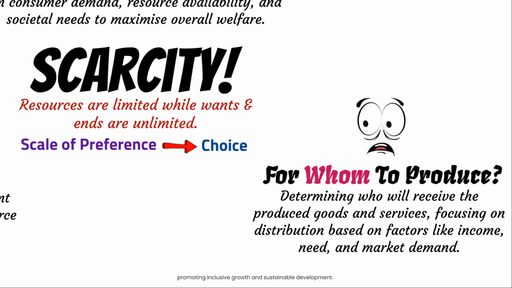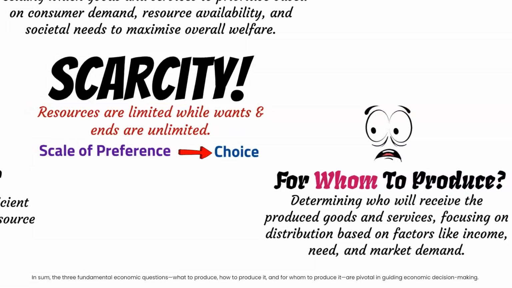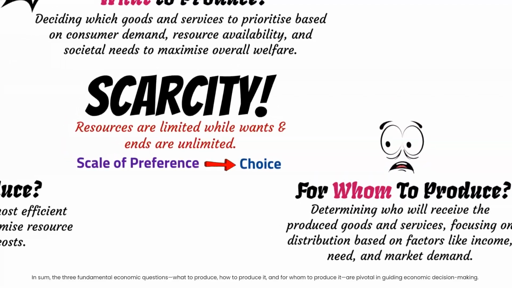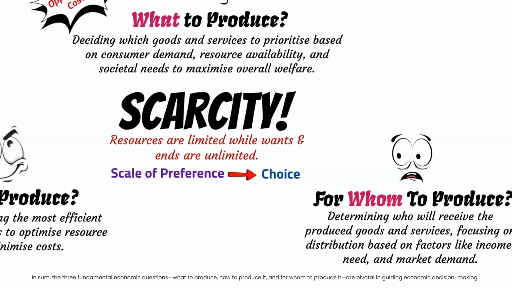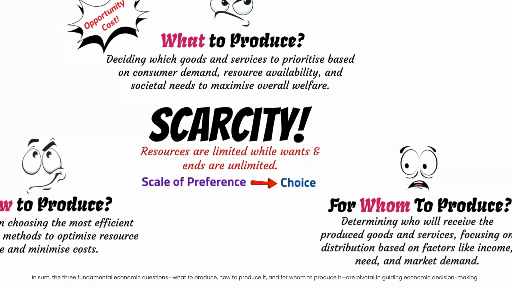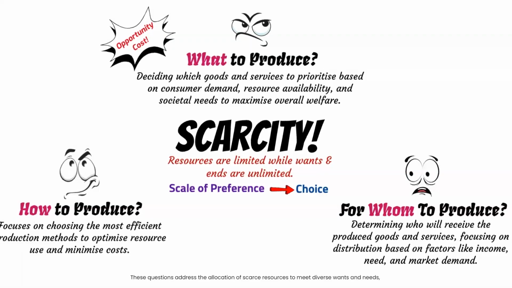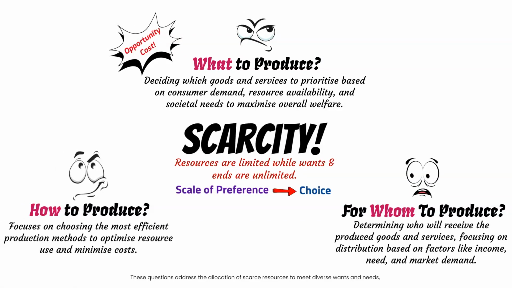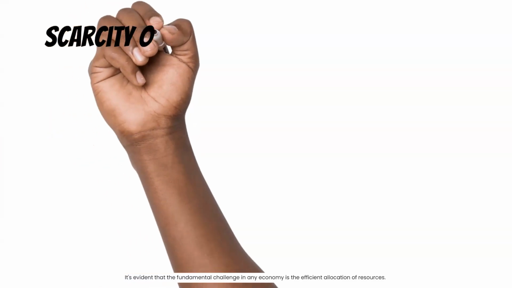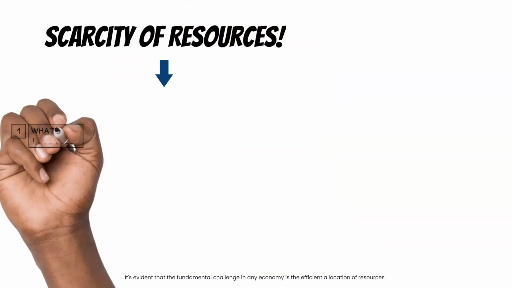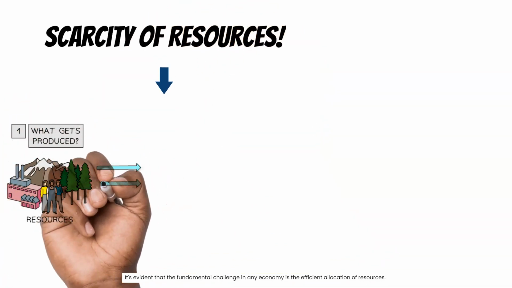In sum, the three fundamental economic questions: what to produce, how to produce it, and for whom to produce it, are pivotal in guiding economic decision-making. These questions address the allocation of scarce resources to meet diverse wants and needs, highlighting the perpetual challenge of resource economization in every economic society. It's evident that the fundamental challenge in any economy is the efficient allocation of resources.